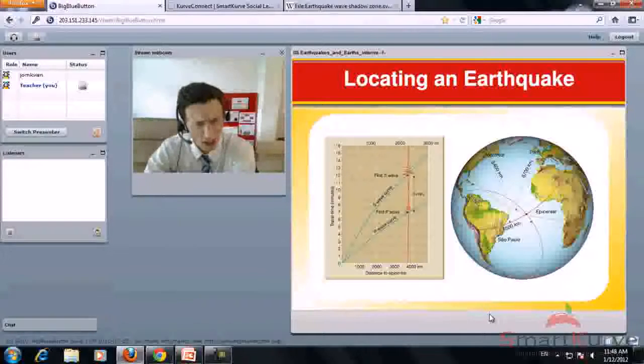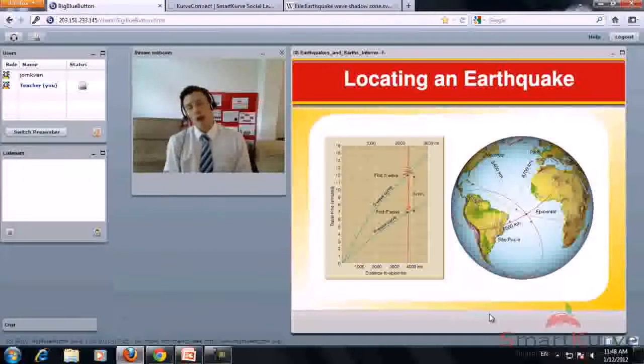Notice the P wave, the lower line, travels there in about 7 minutes. But that S wave, because it's slower, it travels there in about 12 minutes. So there's a difference of about 5 minutes. By using this graph, we can tell, okay, a 5-minute difference between P wave and S wave means the earthquake is about 4,000 kilometers away.